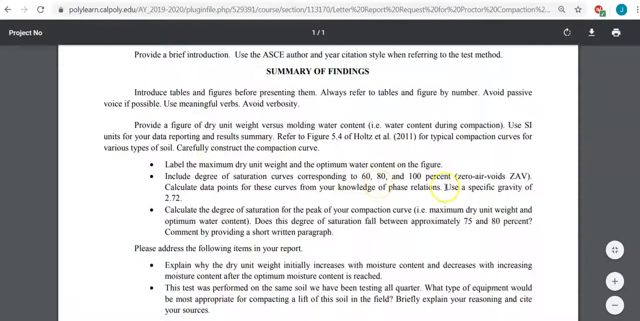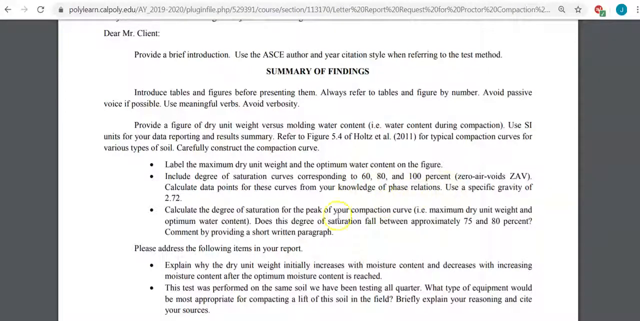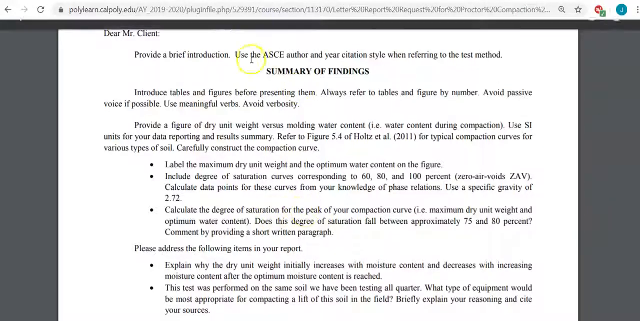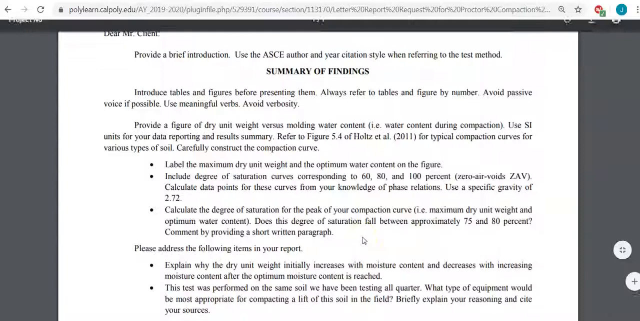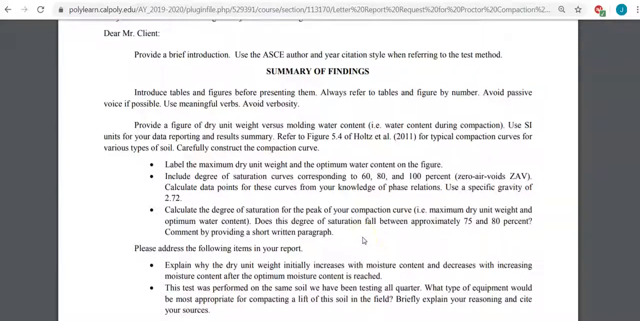Calculate, use specific gravity of 2.72. Okay. Calculate degree of saturation for the peak of the compaction curve. All right. Does it fall between, this is kind of a typical range. It doesn't have to be exactly in this range, but maybe close to it. And then have a look at chapter 5 from Holtz, Kovacs, and Sheehan as well.